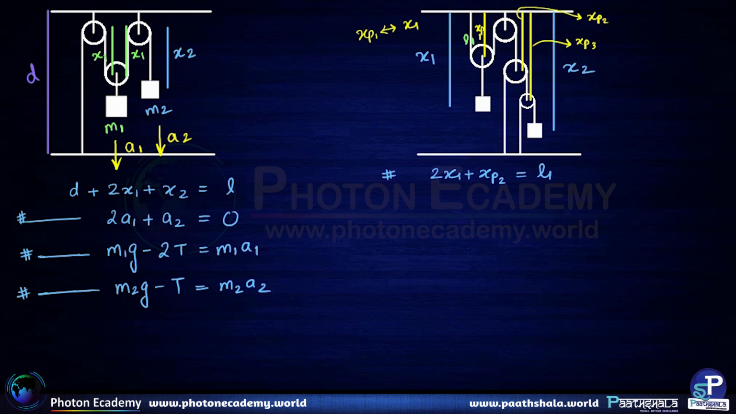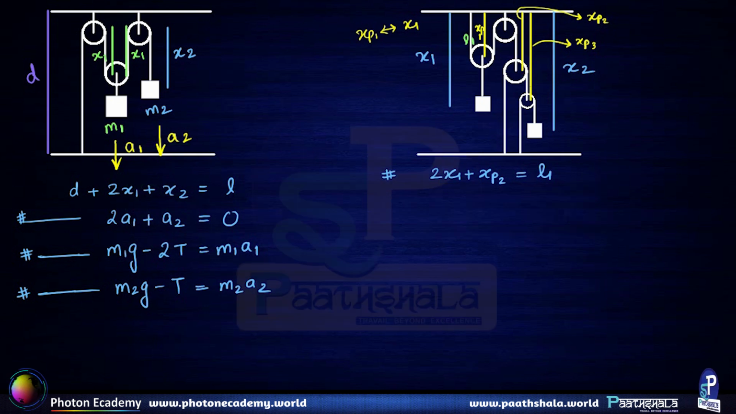Now for the length of the second string, let's say we are talking about the length of this particular string. Now for that we need to assume that the distance between the two fixed rigid supports, this is the main learning over here, is constant and is equal to d whenever there are such two fixed rigid supports.